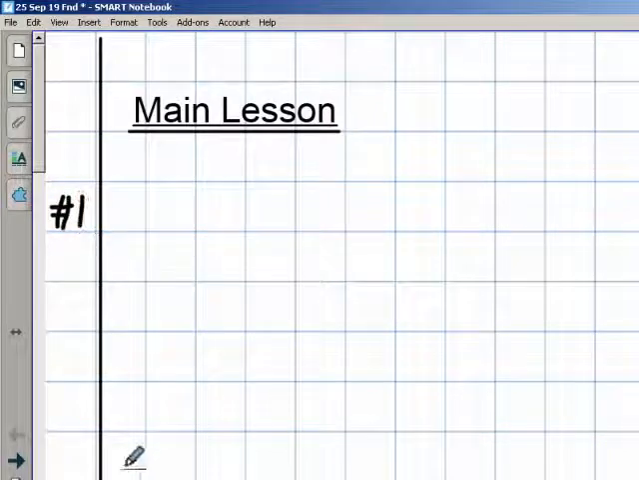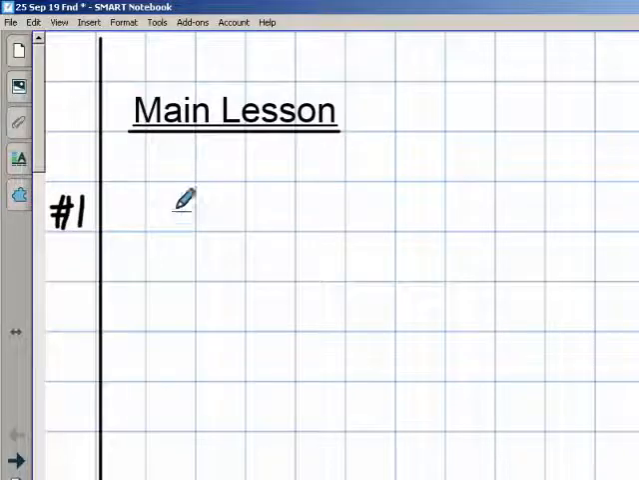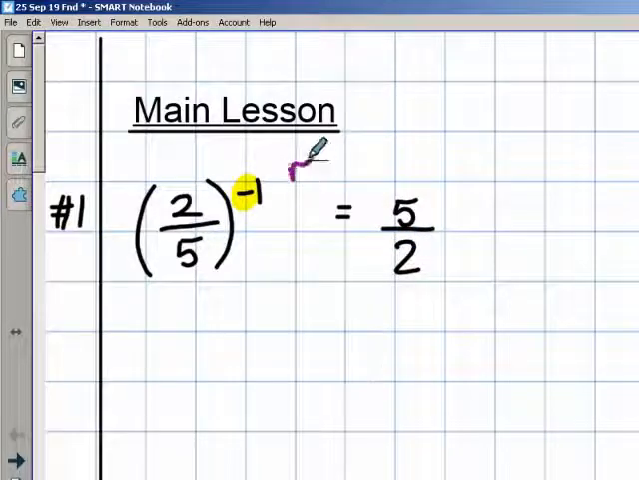Example 1. Okay, we're going to look at negative indices. So write down example 1. What is (2/5) all to the power of minus 1? Well, as soon as you see a negative power, what you do is you turn this upside down. It's the reciprocal. So (2/5) to the power minus 1 is 5 over 2. The power minus 1 means reciprocal, the upside down version of it.